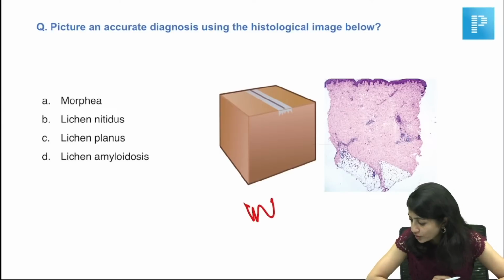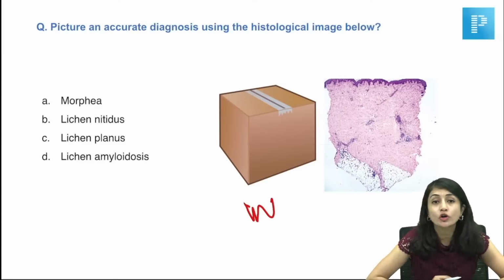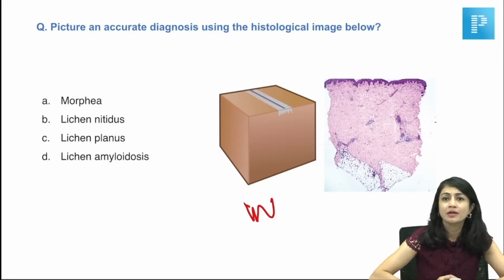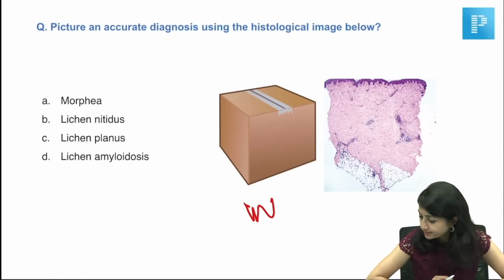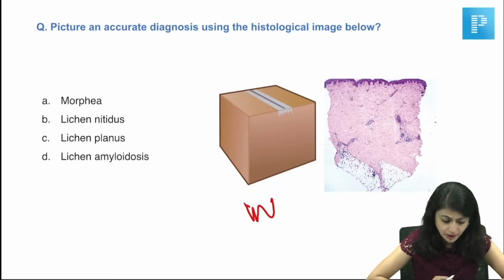I'll wait for, was it box shaped lesions or lesions which resemble this thing? Because even for morphea, you do not say box shaped lesions, they are not box shaped actually. Morphea would be more indurated, more fibrosis. And were the options similar, lichen amyloidosis, lichen planus, nitidus and morphea?